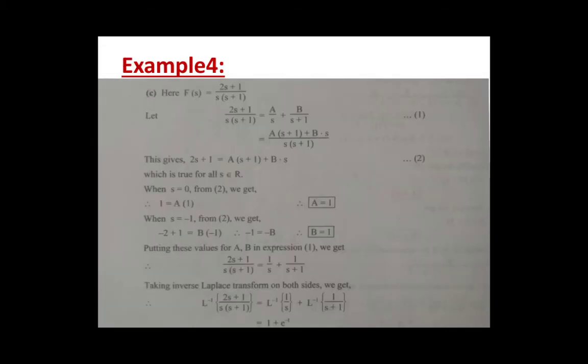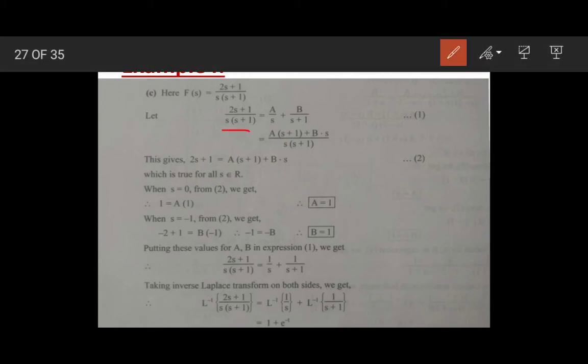See one more example. Again we are going to use the partial fraction to solve the example. So the question is (2s plus 1) upon s into (s plus 1). Again we can see the factors are linear, different. Hence we can write this as A upon s plus B upon (s plus 1). So by doing the cross multiplication we get A into (s plus 1) plus B into s upon s into (s plus 1). So by cancelling the common term we get 2s plus 1 is equal to A into (s plus 1) plus B into s.